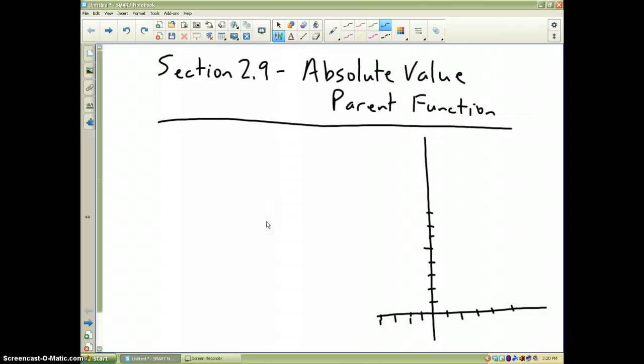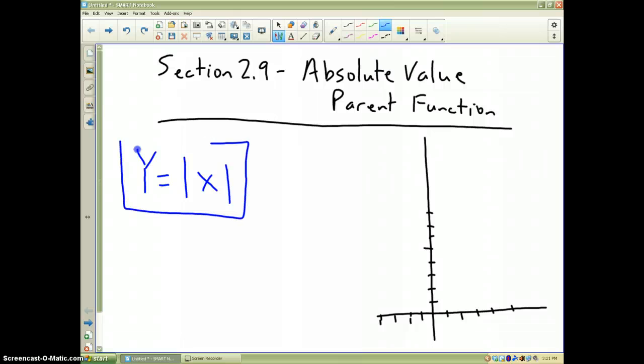Section 2.9 deals with the absolute value function, both what the function itself looks like as a graph and what it looks like as an equation, and then it gets into transformations and how the graph can be transformed. So the first thing that we need to understand is what the absolute value parent function looks like. And we talked about parent functions at an earlier video or an earlier time. It is the smallest function that does not involve multiplication, division, add, or subtract.